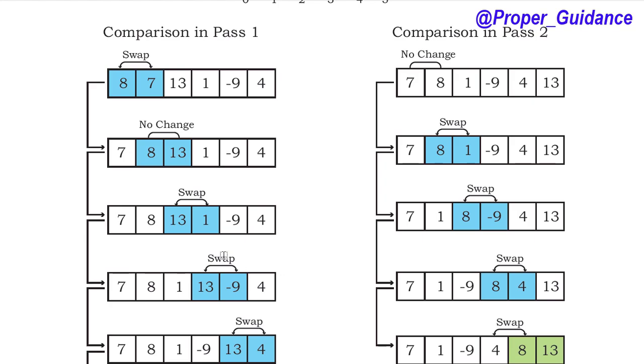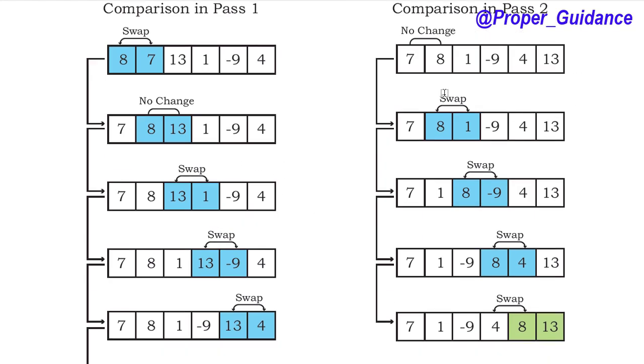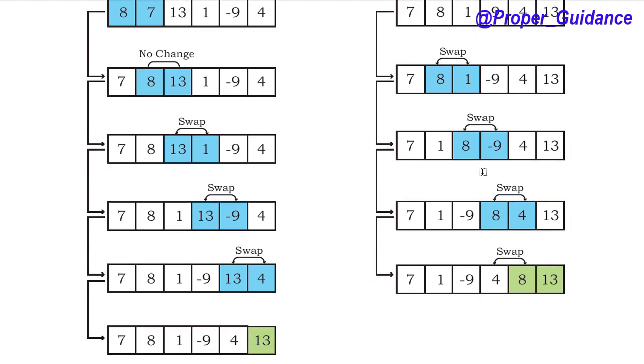Next, the same mechanism happens for the comparison in pass 2. First two terms 7 and 8 are compared. 7 is smaller than 8, so let it be, no problem. Next 8 and 1 will be checked, the elements of the next two indices. 1 is smaller than 8, so change the position: 7, 1, 8.